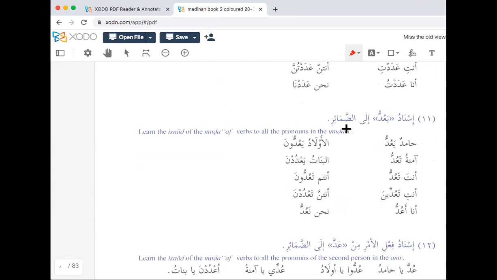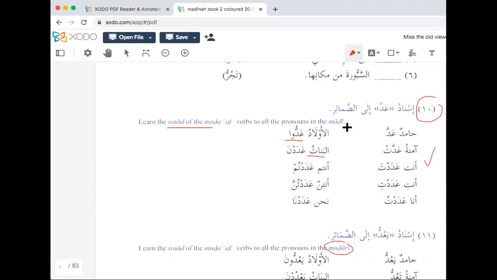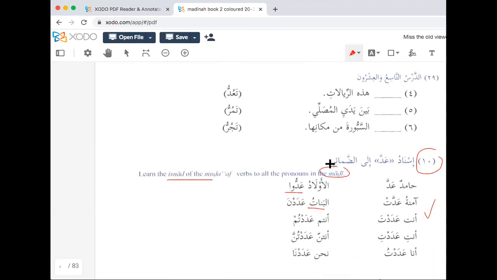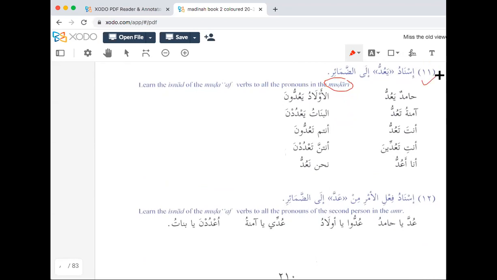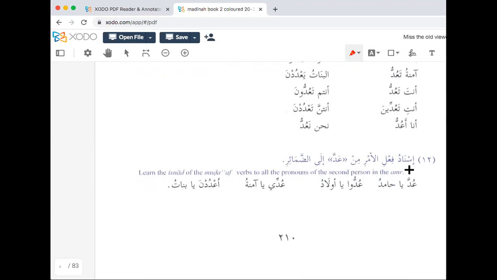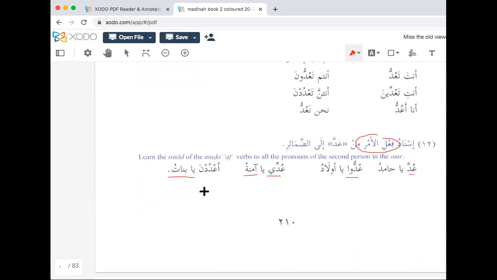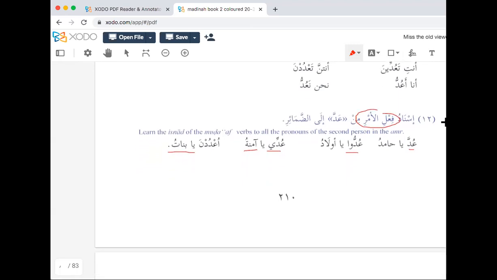and this is fi'l mudari'. Previous one is fi'l madi. That's in number 11. In number 12 is the fi'l amr, command. Udda ya Hamid, count. Uddu ya awlad, oh children, count. Uddi ya Aminatu, Amina, count. The same verb in English. U'dudna ya banatu, oh my daughters, count. U'dudna. They want you to learn that.